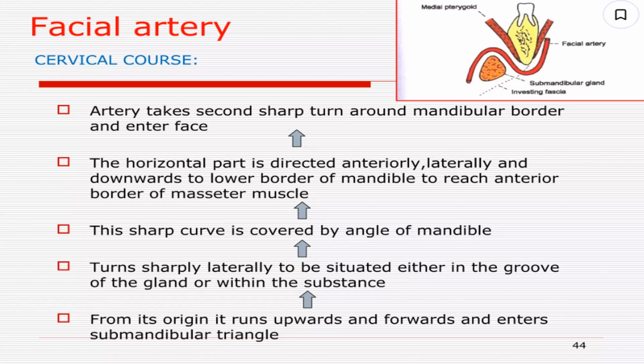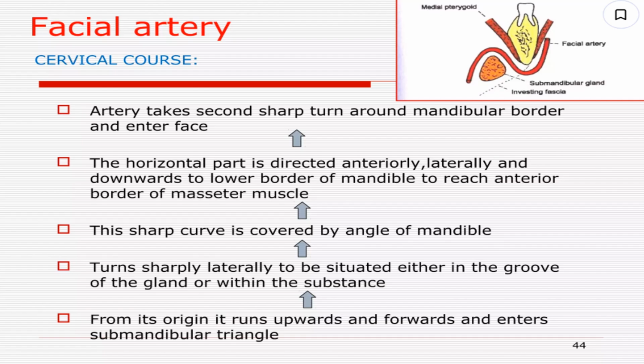facial expressions. Coming to the cervical course of the facial artery, from its origin it runs upward and forwards and enters the submandibular triangle. It turns sharply laterally to be situated either in the groove of the gland or within the substance. A sharp curve is covered by the angle of the mandible. This is the first turn of the facial artery.